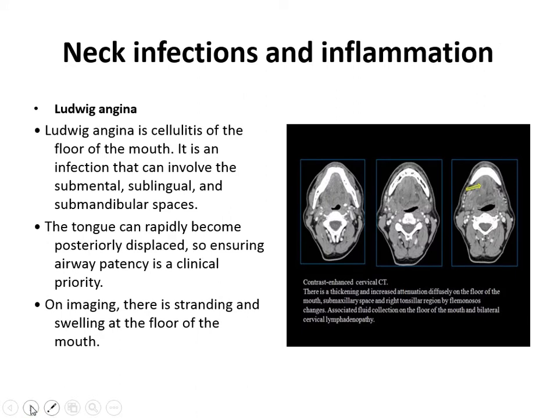Neck infections and inflammation. Ludwig angina is the cellulitis of the floor of the mouth. It's an infection that can involve the submental, sublingual, and submandibular spaces. The tongue can rapidly become posteriorly displaced, so ensuring airway patency is a clinical priority. On imaging, there is stranding and swelling at the floor of the mouth.